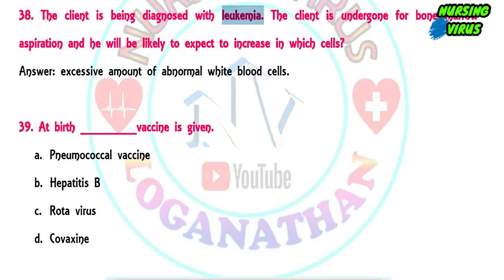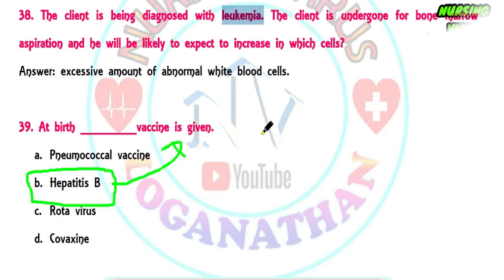So the next one, at birth, which vaccine will be administered? According to the given options, that is pneumococcal vaccine, hepatitis B, rotavirus and covaxin. So according to the given options, hepatitis B will be administered at the time of birth. And another one is BCG.